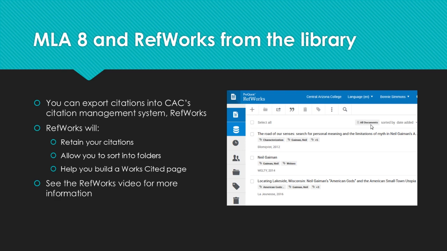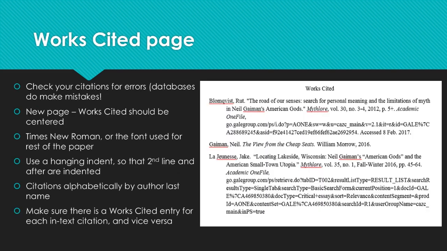Let's say one folder for your history class, one for your first paper in English, one for your second paper in English. It makes it really easy, and it also helps you to build that works cited page because you can check off the ones that you want to include, and it'll pull all of those citations together for you. Again, you'll double check them, but it does a lot of the work. So if you have any questions, speak with a librarian or check to see if there's a RefWorks video that'll show you a little bit more about how to use that. But don't forget that that's a powerful tool in your library repertoire.